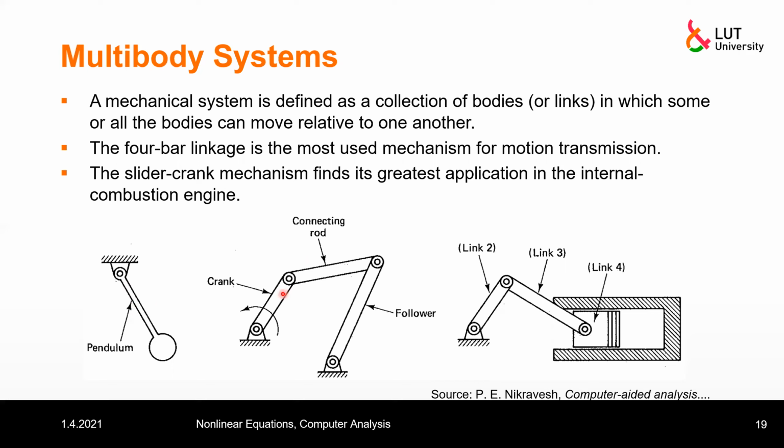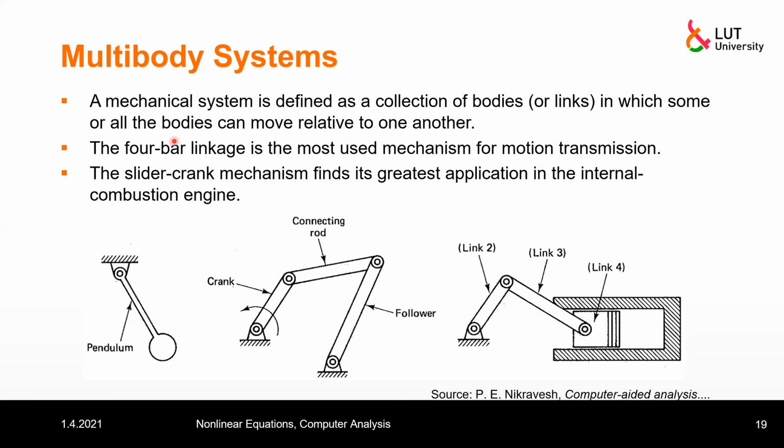Here is a four-bar mechanism, a four-bar linkage, the most used mechanism for motion transmission. And here is another famous mechanism, the slider-crank mechanism. Of course, that is known best from the internal combustion engine, and it changes linear motion to rotational motion.